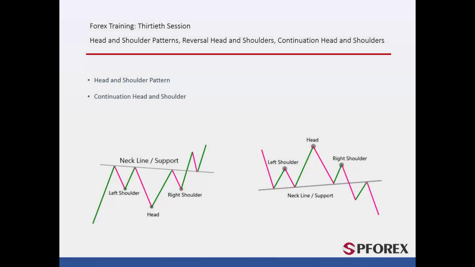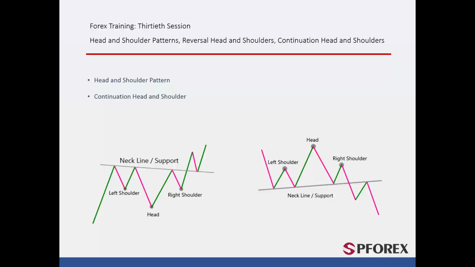Continual head and shoulder. The continual head and shoulder is shown on the following graphs. The left graph illustrates an uptrend followed by a small decline. Left shoulder, head, and right shoulder are formed with an upward direction that crosses the neckline. As it is clear, the uptrend is followed after head and shoulder is formed. Thus, this pattern is classified as continual.